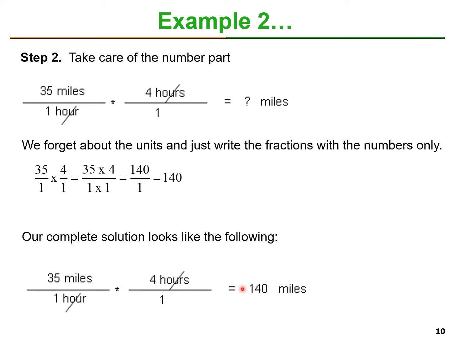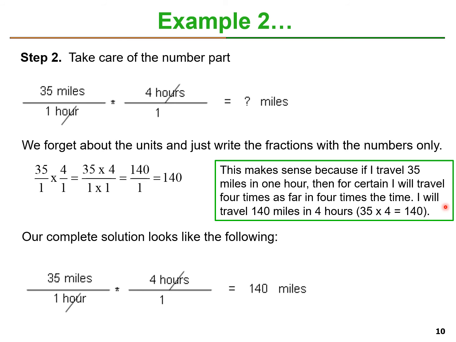Here is the complete solution. Again, it is quite beautiful. It is a one-line solution. This makes sense, because if I travel 35 miles in 1 hour, then I will certainly travel 4 times that far if I have 4 times the amount of time. So if I can travel 35 miles in 1 hour, well, in 4 hours, I can travel 4 times that amount. 4 times 35 is 140. Again, always ask yourself, does my answer make sense?